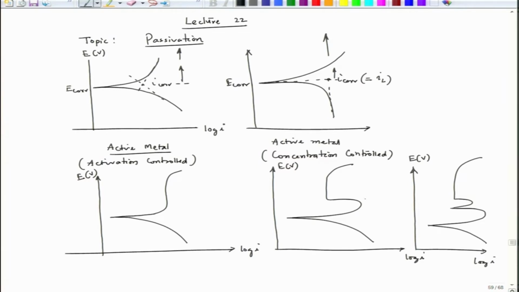In all the three cases, I could see that between these two points, the current value does not change. And these segments where the current values are not changing are the typical regions for passivity. So, these segments are called passive regions, where the current density does not change with the change in potential.